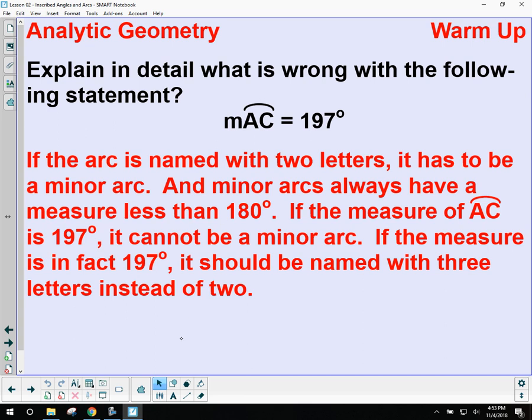I'm going to fix this. We're going to make this measure of arc ABC. Boom. Get some.